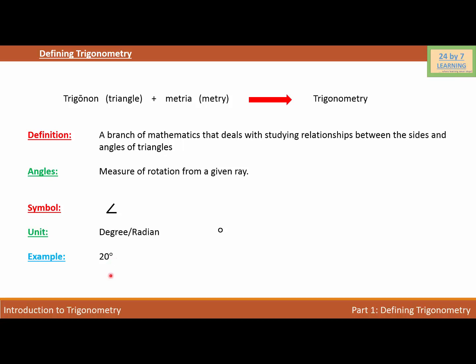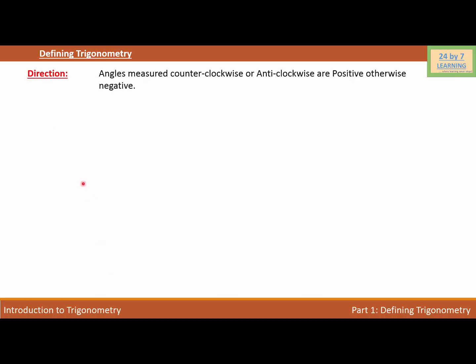Let's discuss some more terms related to trigonometry. Direction. Angles measured counterclockwise or anti-clockwise are positive, otherwise they are negative. So if we measure an angle in the direction opposite to the movement of the clock, then that angle will be positive. But if we measure an angle in the direction of the clock, then that angle will be negative.